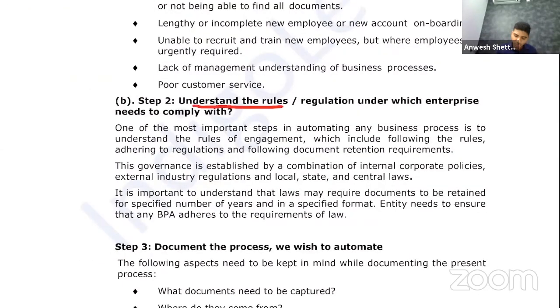What is the step number 2? You need to understand the rules and regulations with which the enterprise needs to comply. So you need to see whether there are some laws and regulations. When it comes to student attendance, there are no such rules and regulations. There are some university rules, but forget about it. There are no rules and regulations implemented by the government.